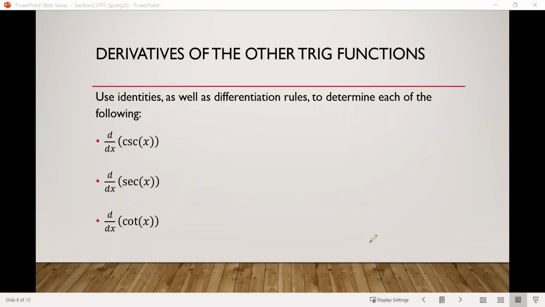We can rewrite secant as 1 over cosine and then take the derivative. And then we can rewrite cotangent as cosine over sine and take the derivative. So I'm not going to go through all of that right now. You can do that on your own.